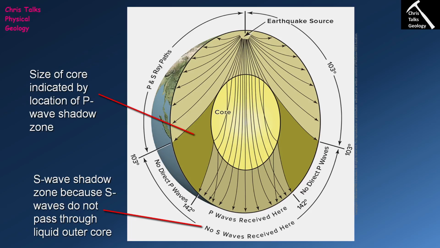So we can use these P and S waves to help us model the Earth's interior, and so this is how we know the thickness of the layers and also the physical properties of the layers. Are they liquids? Are they solids?